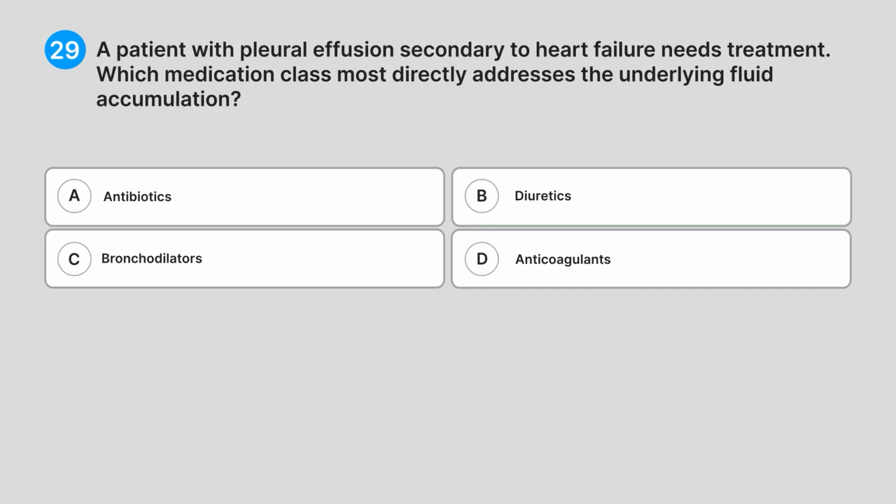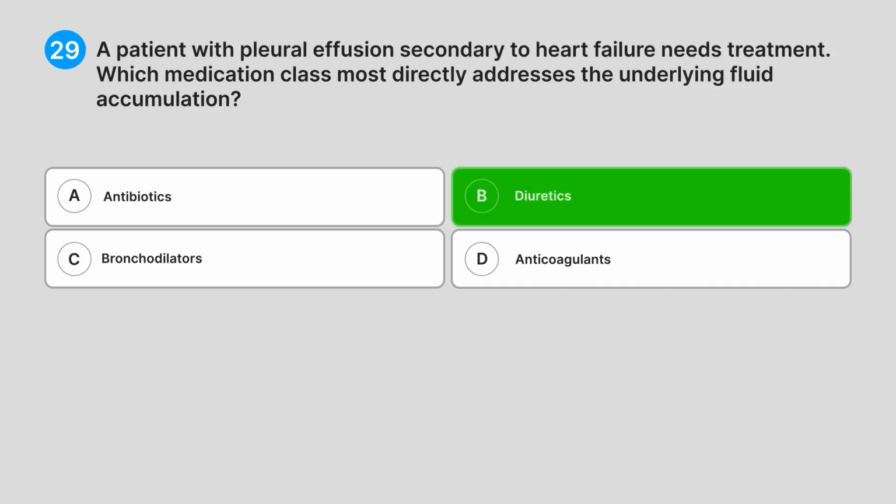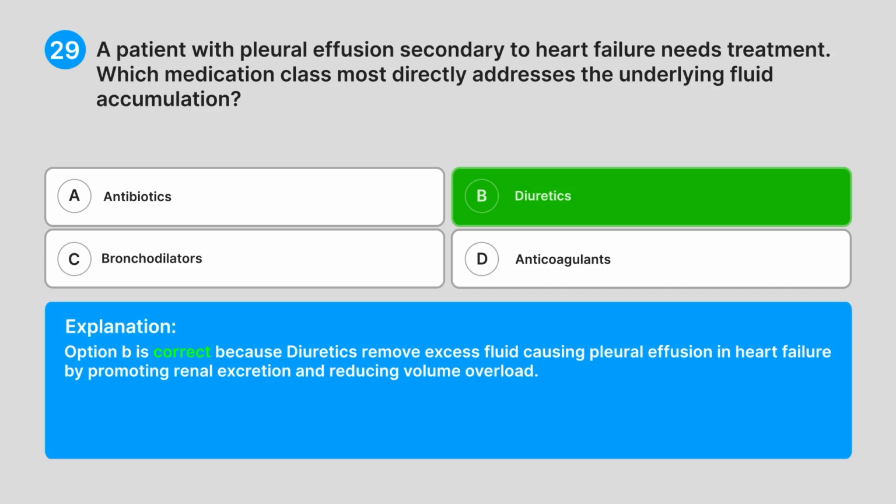Correct answer, B. Diuretics. Explanation: option B is correct because diuretics remove excess fluid causing pleural effusion in heart failure by promoting renal excretion and reducing volume overload.